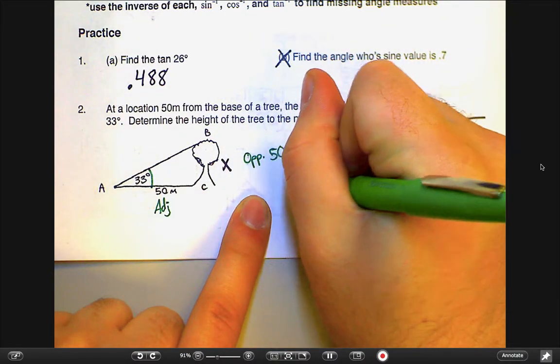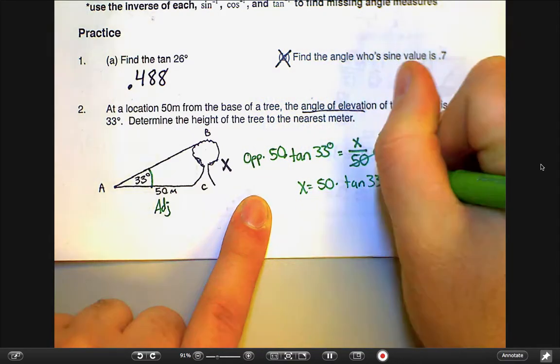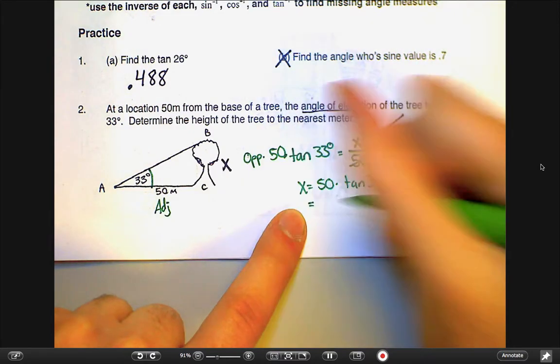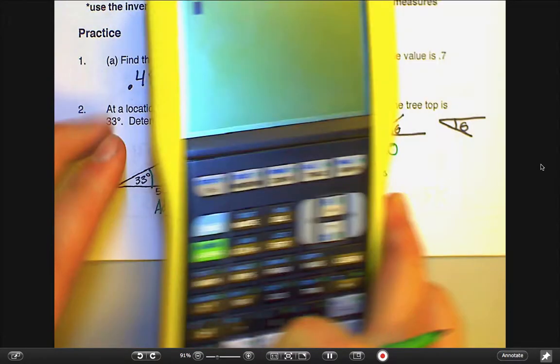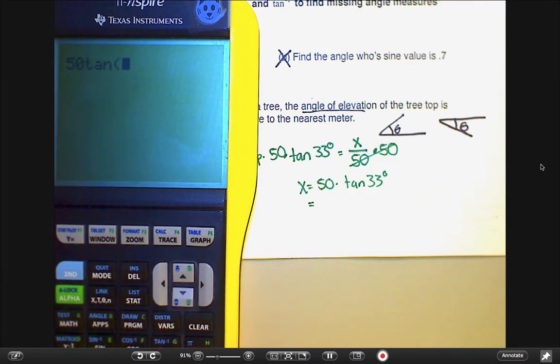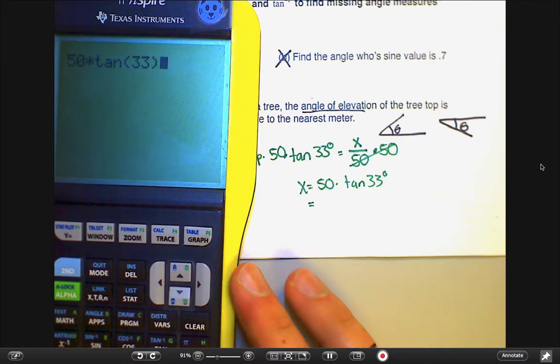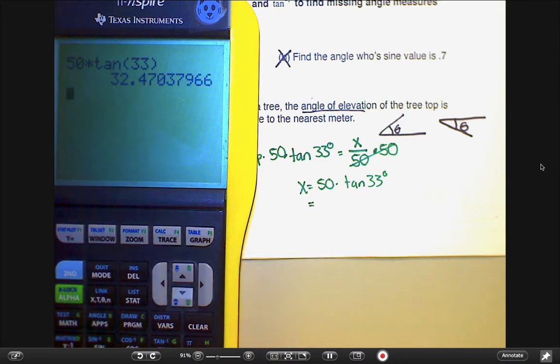So right now x is going to equal 50 times the tangent of 33, which is my answer, but I really want to know what that's equal to. So in my calculator, I'm going to type that in. So over here, I'm going to do 50 times the tangent of 33. Get that all in there, make sure you close your parenthesis, and hit enter.